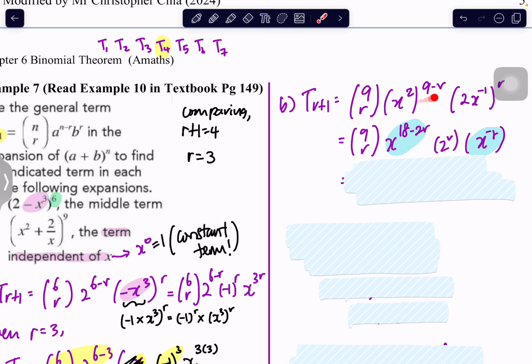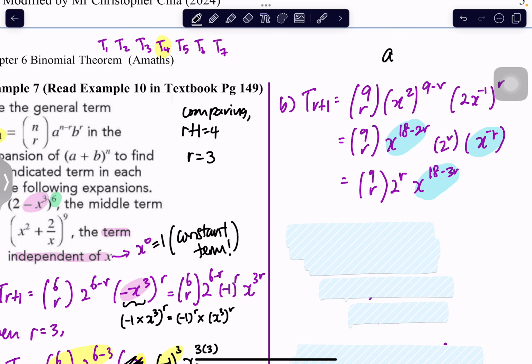Simplifying, I will have 18 minus 2r, and then distributing the power of r into the two terms inside the bracket, I have 2 to the power of r, x power negative r. Then I notice that I have two x terms, which I will apply the law of indices to. If I have the same base multiplied together, I add their powers together, right? So I'll be adding 18 minus 2r plus negative r, giving me 18 minus 3r.